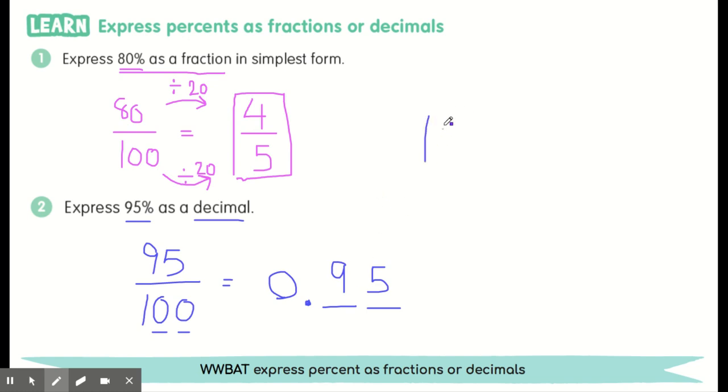Now 100% is usually equivalent to one whole. 100% is equivalent to one whole. Therefore, if the number is less than 100%, usually your decimal will be less than 1 as well.